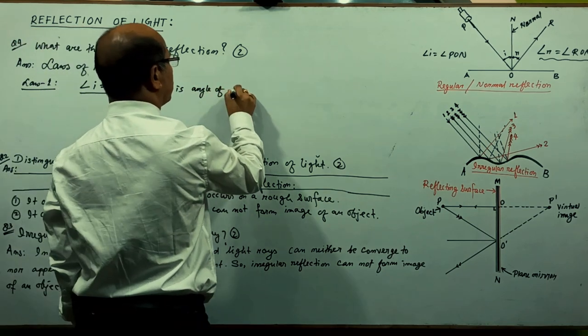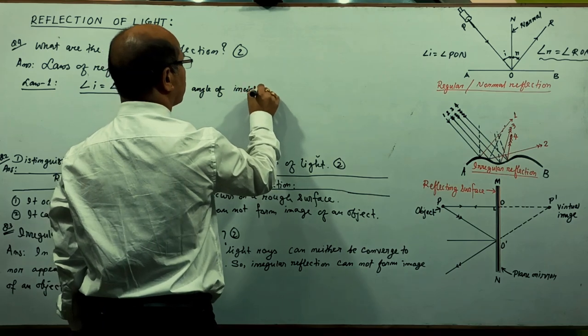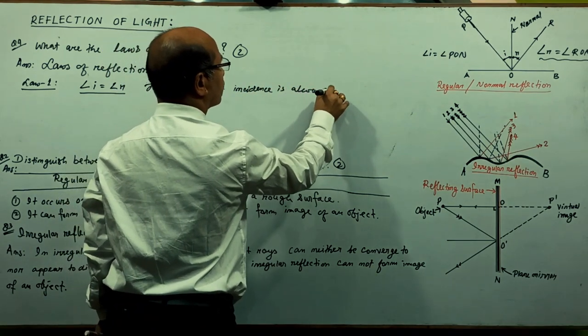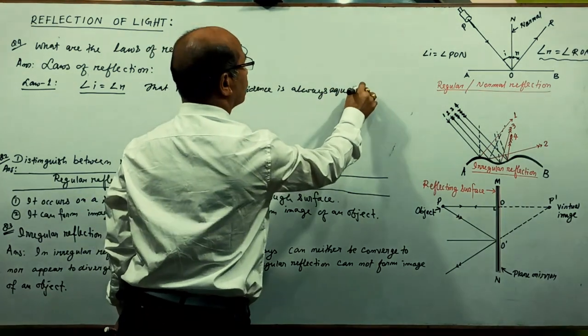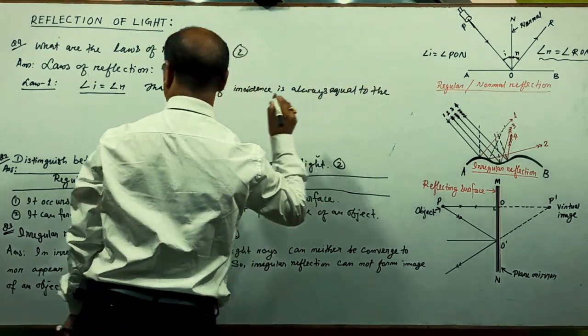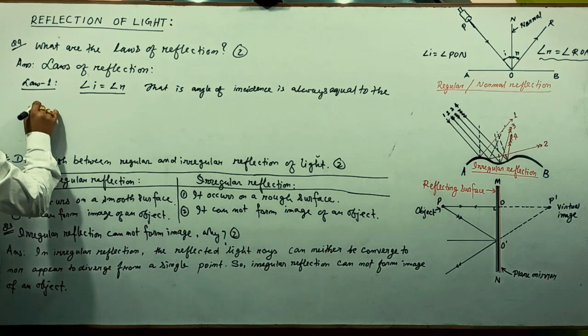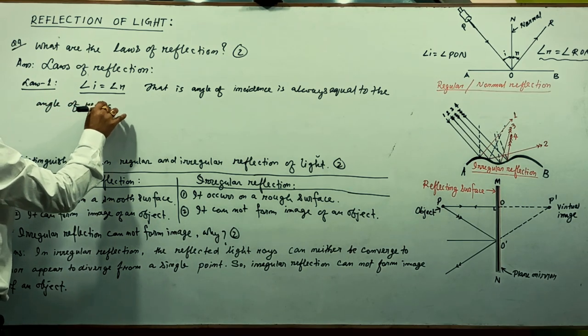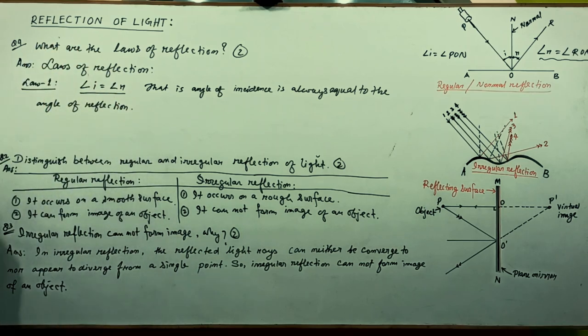Angle of incidence equal to angle of reflection. See the first law. The first law is: the angle of incidence is equal to the angle of reflection.